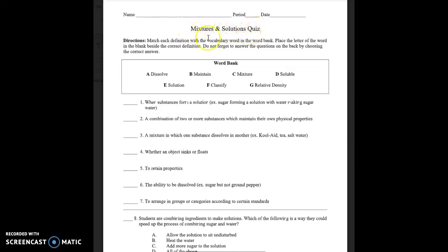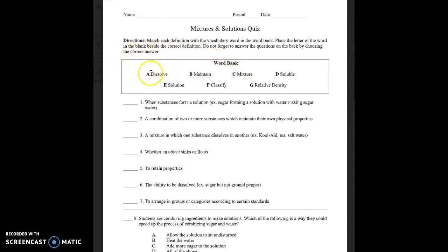Mixtures and Solutions Quiz. Directions. Match each definition with the vocabulary word in the word bank. Place the letter of the word in the blank beside the correct definition. Do not forget to answer the questions on the back by choosing the correct answer.